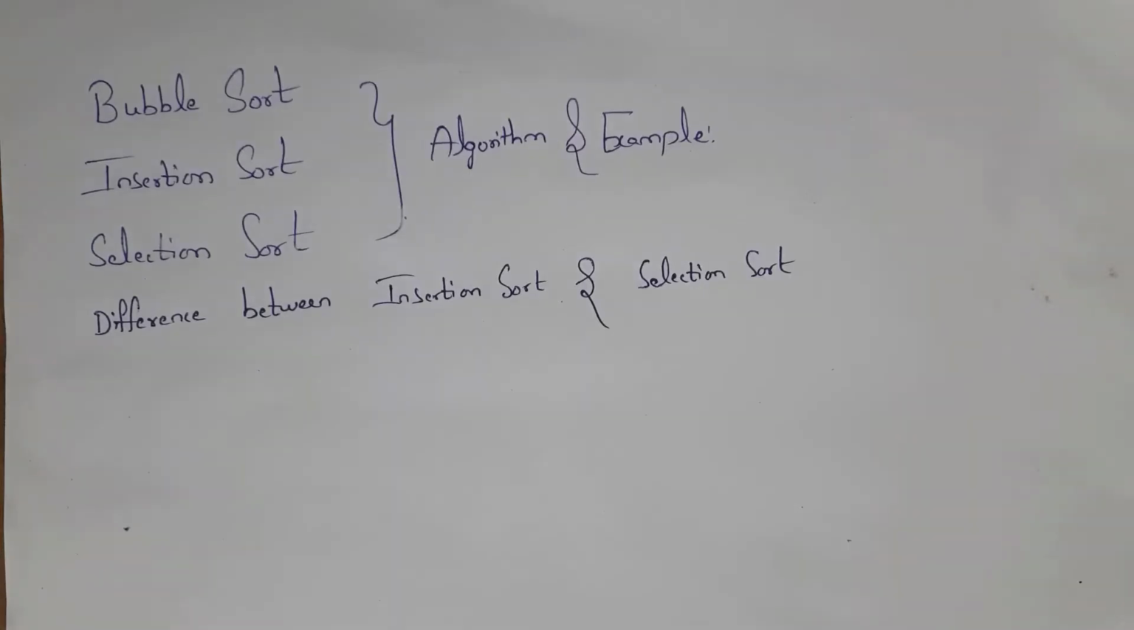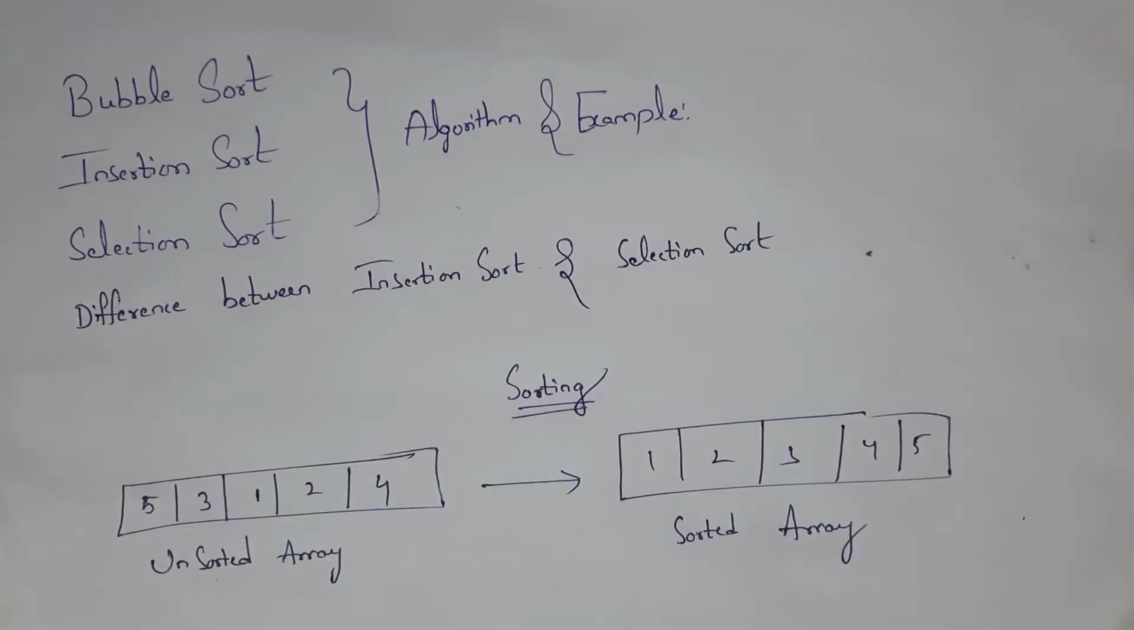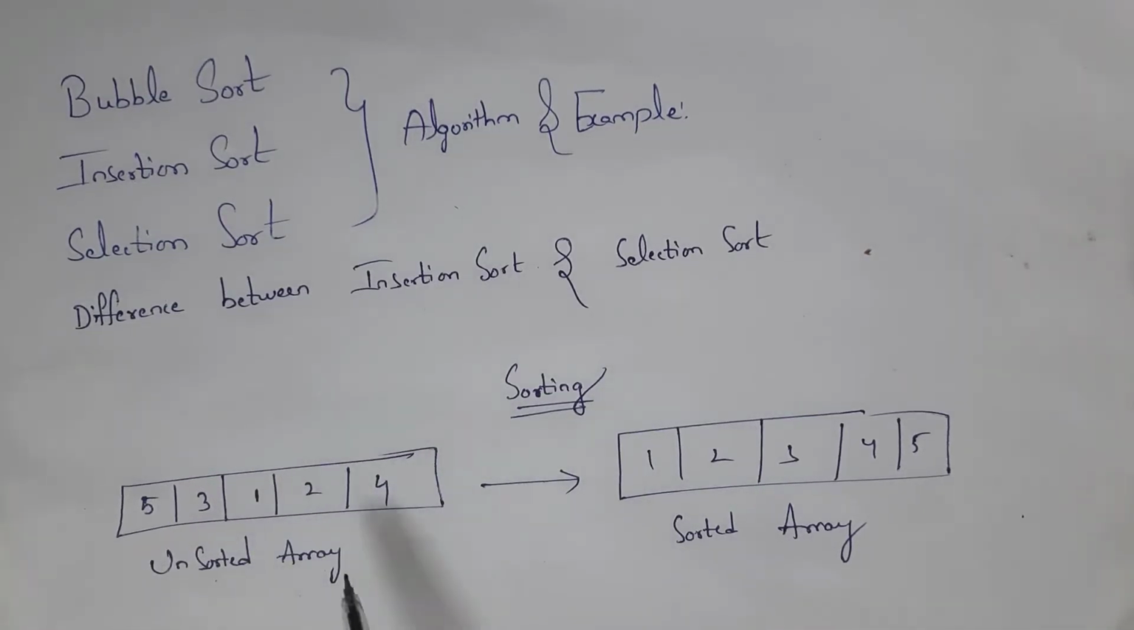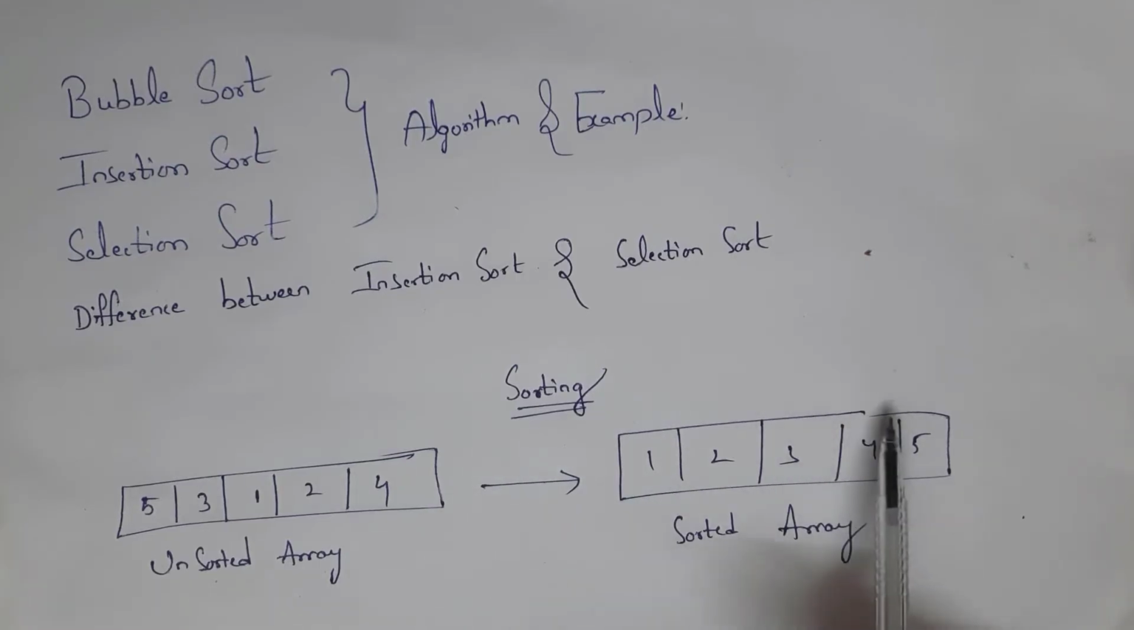Next topic is bubble sort, insertion sort and selection sort. I will explain both the algorithm and an example, and also I will explain the difference between insertion sort and selection sort. At first I will explain what bubble sort is. Before that you need to know the meaning of sorting. Sorting is the process of arranging elements either in ascending order or descending order. Here they give an array of elements which are not arranged in a particular order. So we call it an unsorted array. After arranging these elements in ascending order, that is from small to big, it forms a sorted array.